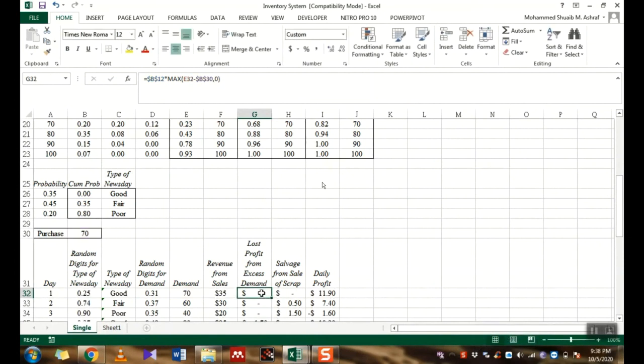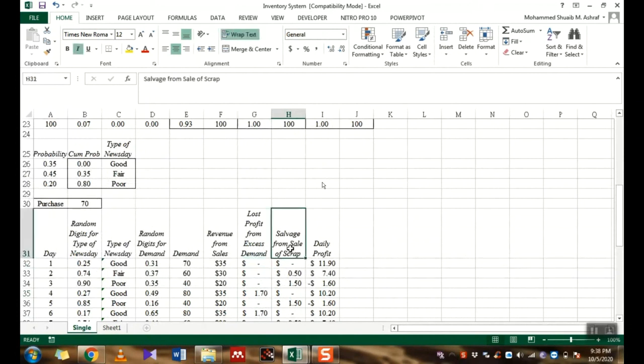So if the demand is more than 70, we will compute the lost profit from excess demand. Otherwise, the value will be 0. See, here is 0, here is 0, here is 0. Now, salvage from sale of scrap.